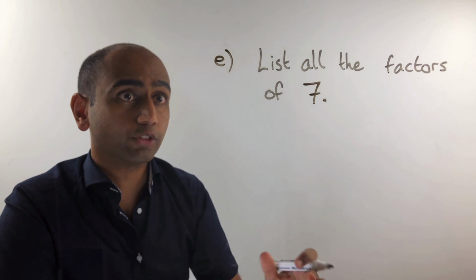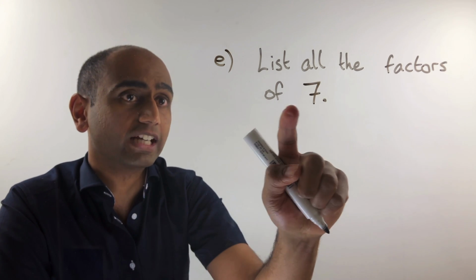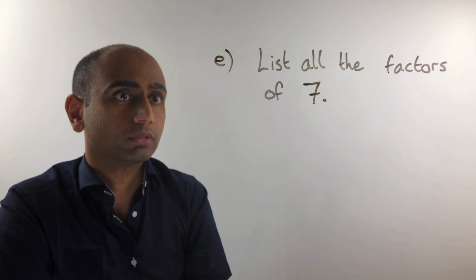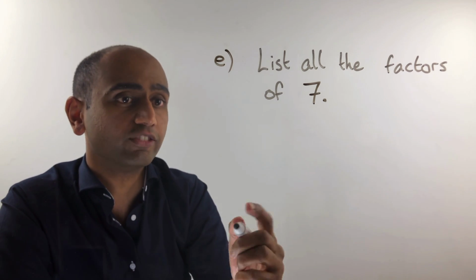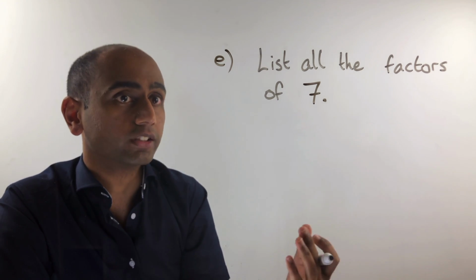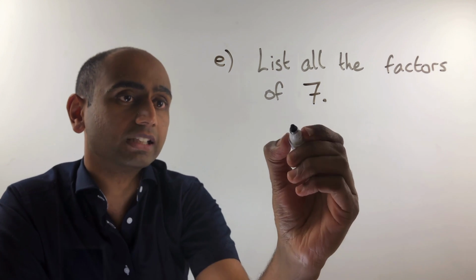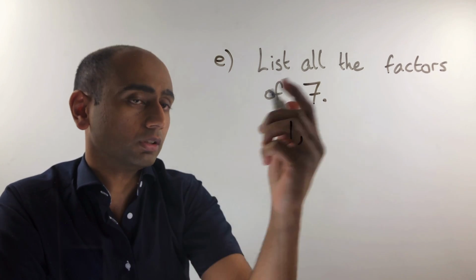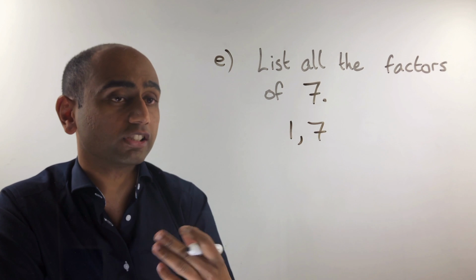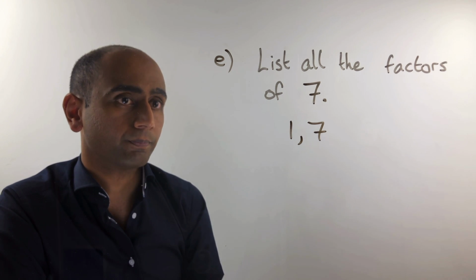In part E of the question, we need to list all of the factors of 7. Now we're going to do what we did earlier on in the video. We're just going to start from 1. Does 1 go into 7? Yes, it does. How many times? 7 times. So there is the first factor pair.